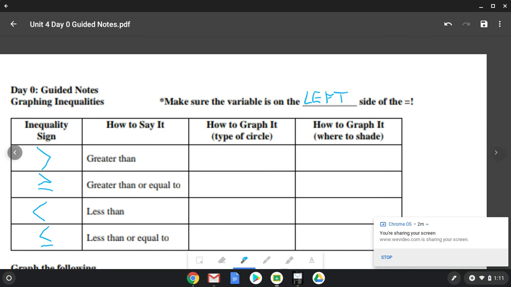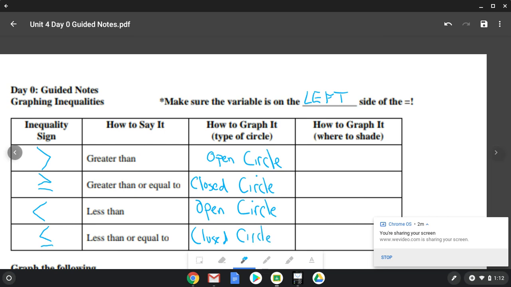So here's how we graph these. If it's going to be a greater than sign or a less than sign without the equal to, those are open circles. So both of these are open circles. Anything that doesn't have the equal to is open, and that tells you that you don't include that number as part of your answer. That's why we do an open circle. And then the ones with the equal signs, these are closed circles. So both of these are closed.